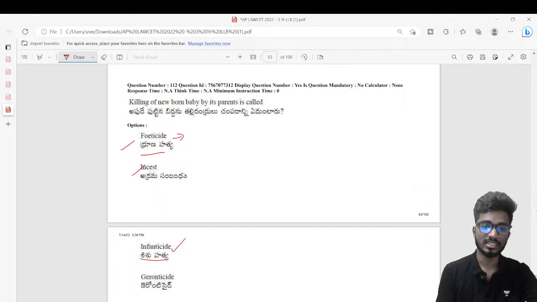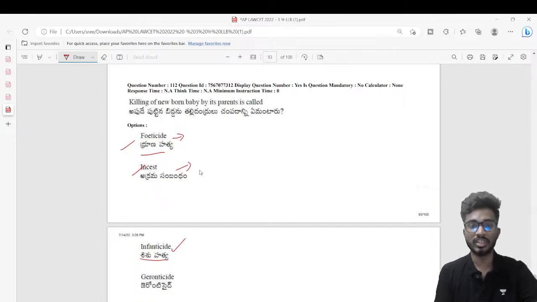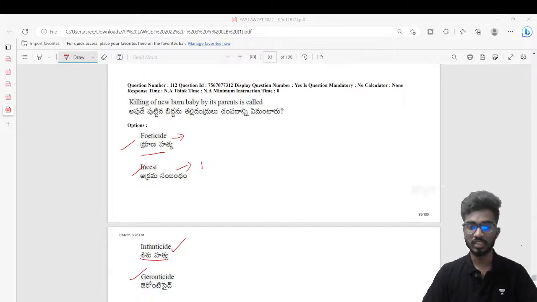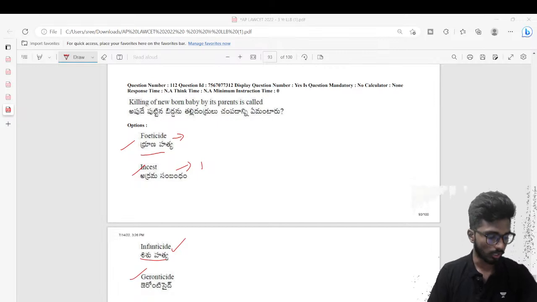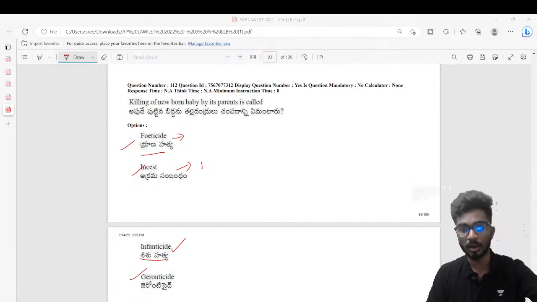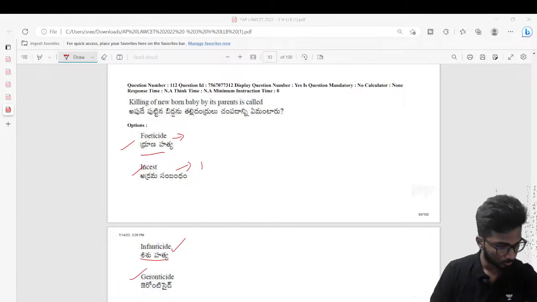And then what is incest? Incest is having sexual intercourse with your close relatives or blood relatives. That is known as incest, right? And then we have another term, geronticide. Geronticide is killing of elderly people, or not taking care of them. Infanticide means killing newborns, geronticide means killing elderly people.